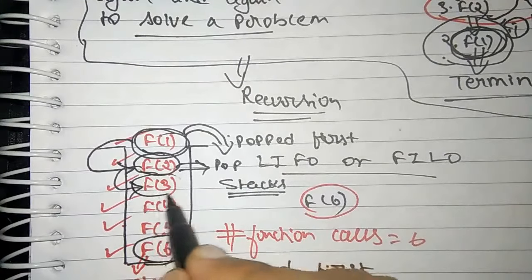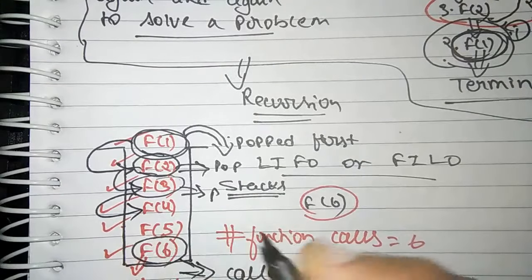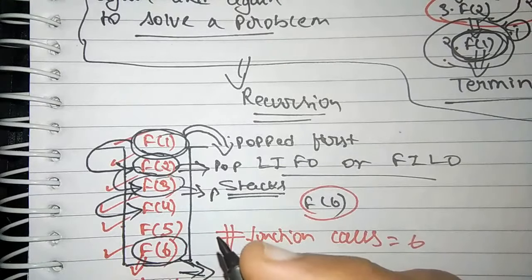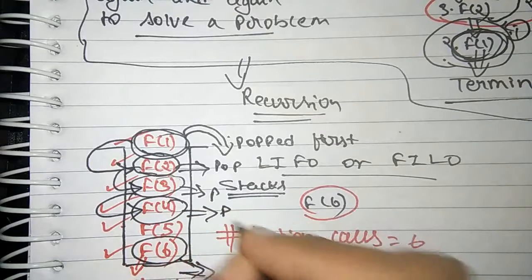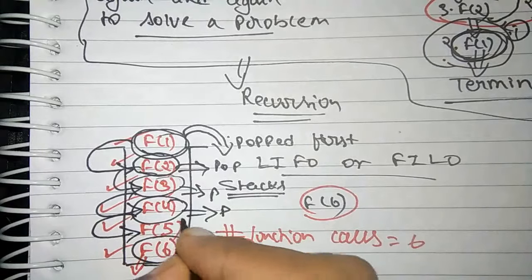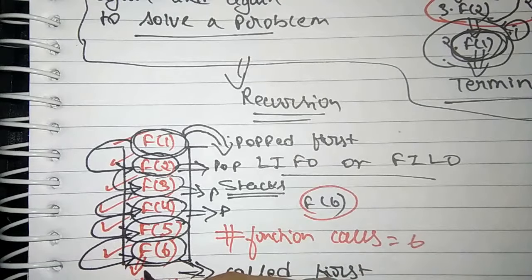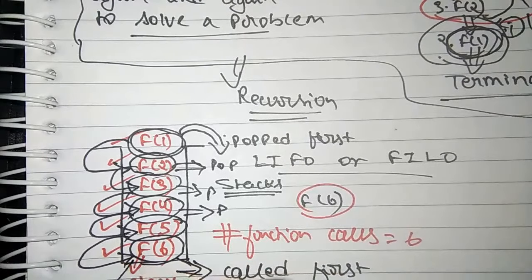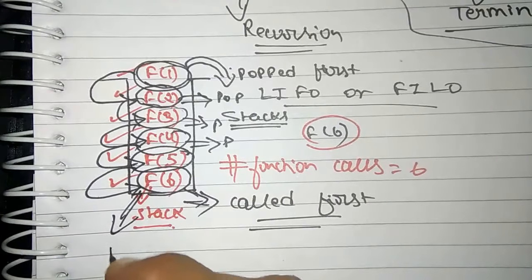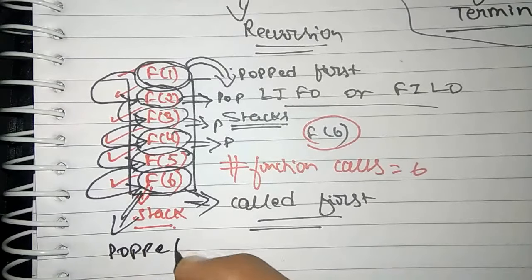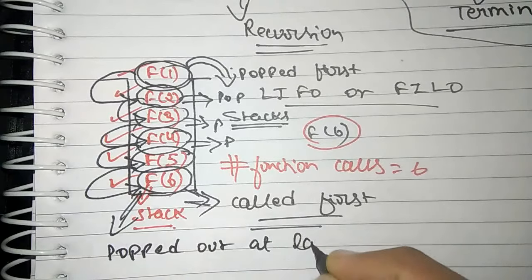F of 3 will perform its execution and pop out and return the value to f of 4. Similarly, f of 4 is popped out and returns the value to f of 5, and f of 5 is popped out and returns the value to f of 6. And finally, f of 6 will perform its execution and be popped out at last, right?